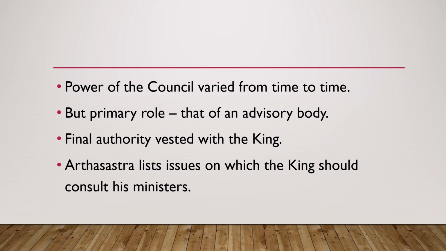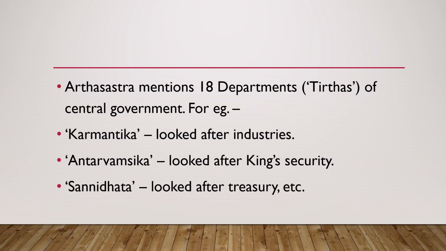And Kautilya, in his Arthashastra, has also listed the issues on which the king should consult his ministers. Now, we get references to about 18 departments or tirthas of the central government in the Arthashastra, and some of the important officials involved here were, for example, the Karmantika, who looked after industries, Antarvamsika, who looked after the king's security, Sannidhata, who looked after the treasury, and there were many more other officials and departments.